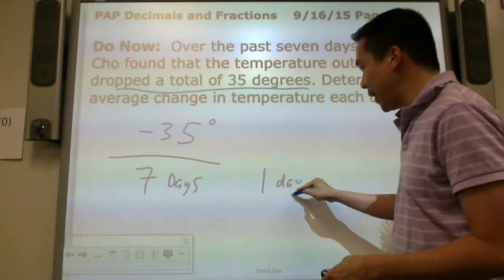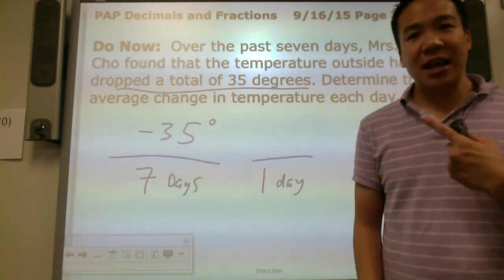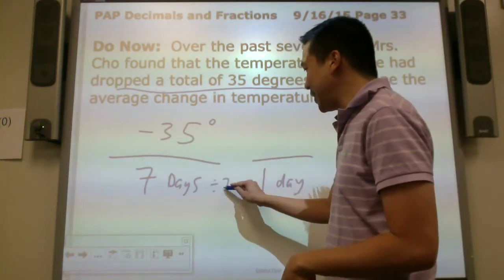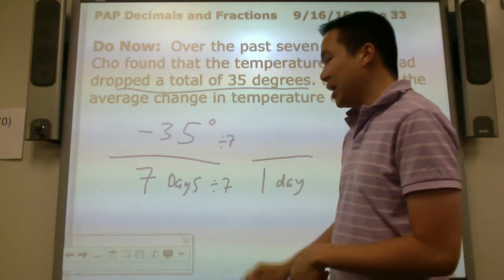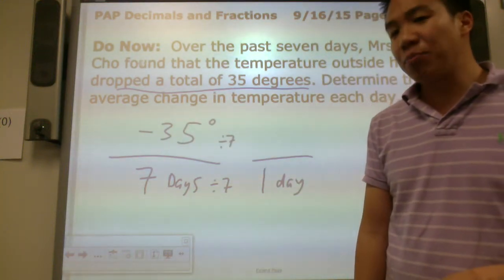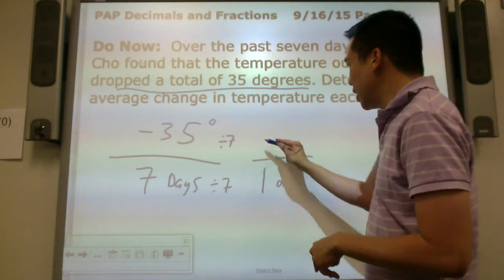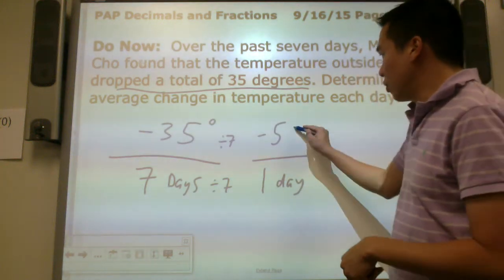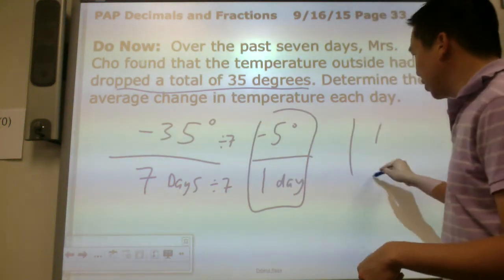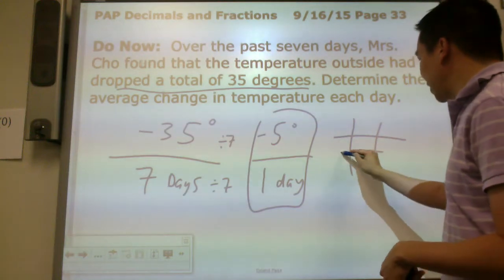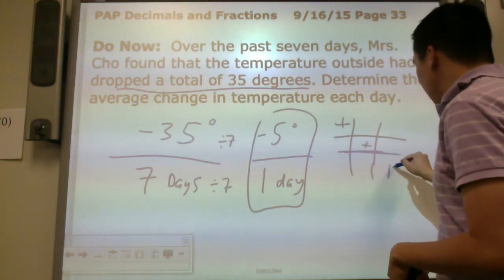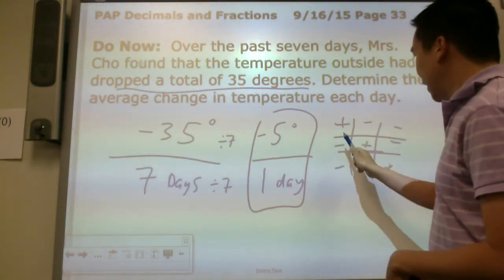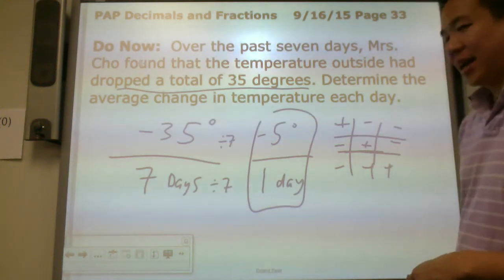So there's 1 day. How do you break down 7 days to 1 day? You break it down by dividing by 7. If you have 35 negatives and you need to break it down into 7 groups, that's 5 negatives per day. If you forgot how to multiply and divide integers, use the tic-tac-toe thing. A negative with a positive becomes a negative.